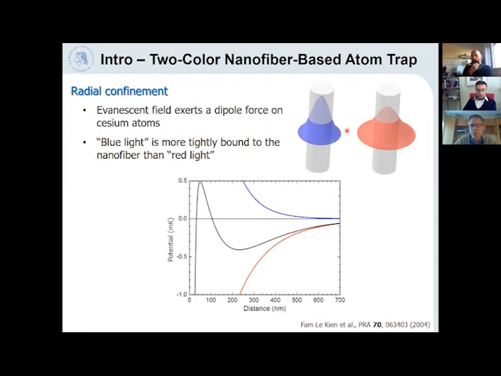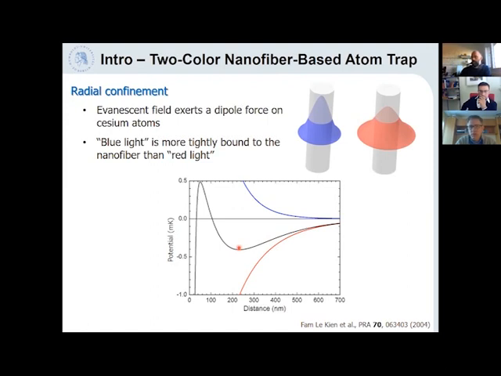But then when it approaches the fiber further, it will start to see the repulsive potential induced by the blue light. And the sum of the two, choosing the detunings and powers adequately, can give rise to a potential which has a minimum at a distance of about 200 to 300 nanometers from the nanofiber surface. So that means that we can achieve radial confinement of the atoms.